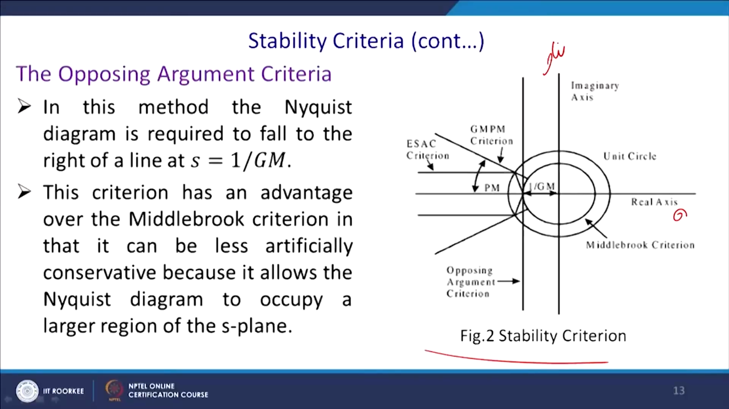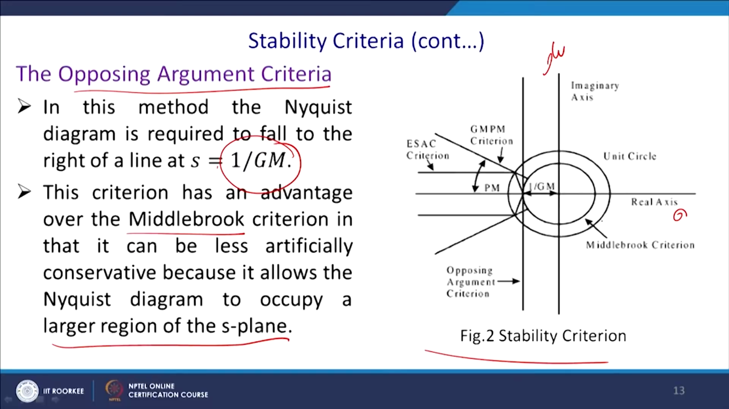Now, in this method, opposing the Middlebrook criterion, we can say that the Nyquist diagram is required to fall to the right side of the line S equal to 1 by GM, the gain margin. This criterion has an advantage over the Middlebrook criterion. What is it? The criterion can be less artificially conservative, because it allows the Nyquist diagram to occupy a larger region in the S plane.